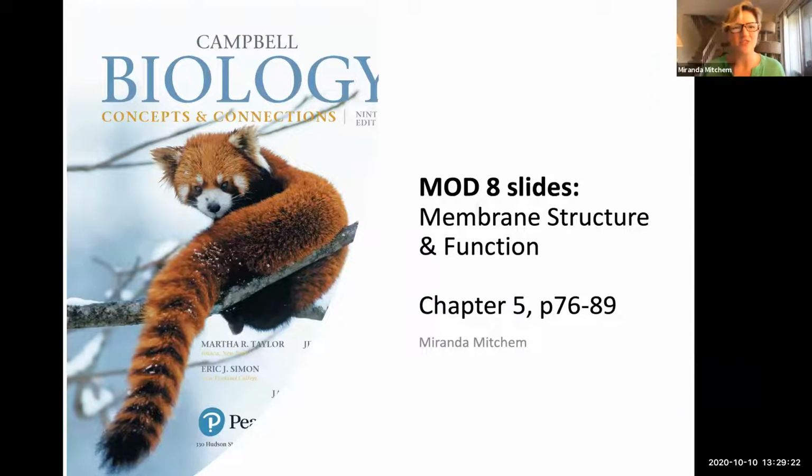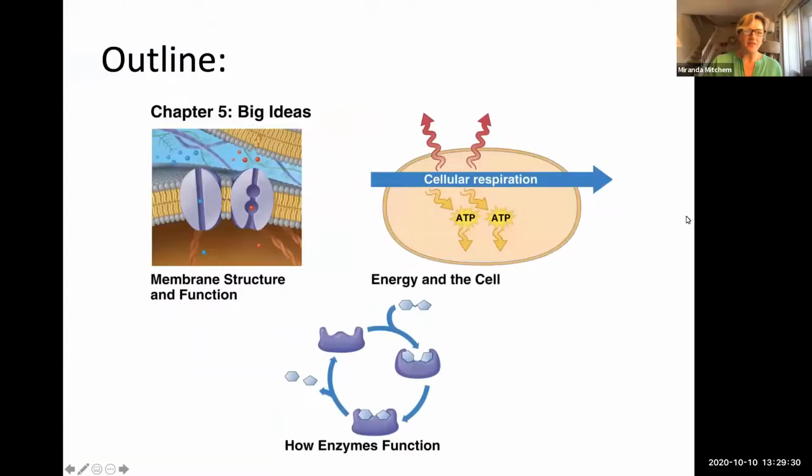So this is content from chapter 5 of your textbook, and it's the entire chapter. All right, so we'll begin with the discussion about membrane structure and function. We'll spend some time reviewing the different types of proteins that are present within the cellular membrane. And then we're going to begin our conversation about energy, which will be a conversation we continue in subsequent modules. We will wrap up today's lecture by talking about enzymes and how they work, what their functions are.